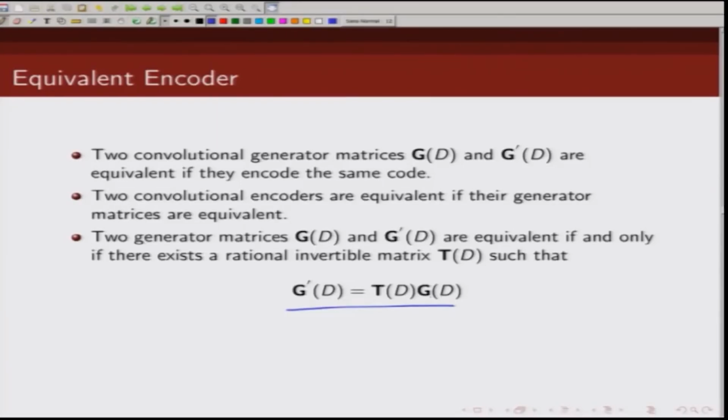And we can see basically, let us say the set of code words generated by G'(D) is V(D), it will be U(D) times G'(D). Now, this we can write as U(D) T(D) times G(D), and let us call U(D) T(D) as U'(D) G(D).